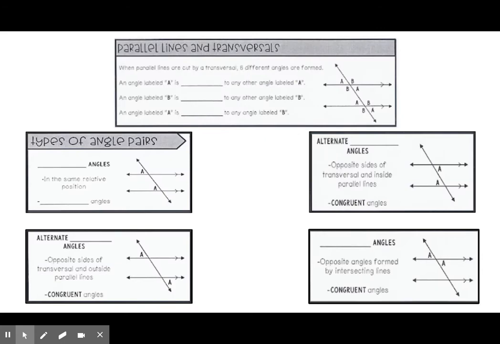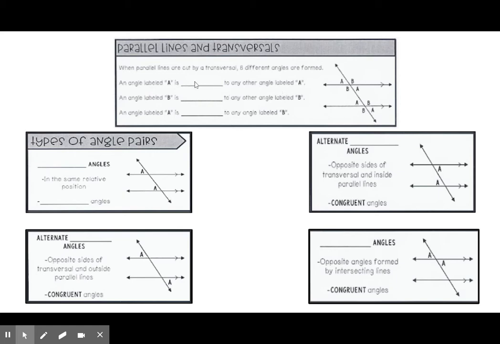Now let's talk about our angle pairs, or different types of pairs of angles we create when we have parallel lines cut by a transversal. I'm looking at the top right here. It says when parallel lines are cut by a transversal, 8 different angles are formed. That's what we just discussed. So here are my two parallel lines. Here's my transversal that is intersecting or cutting through those two parallel lines. And then we've got some blanks we're going to fill in.